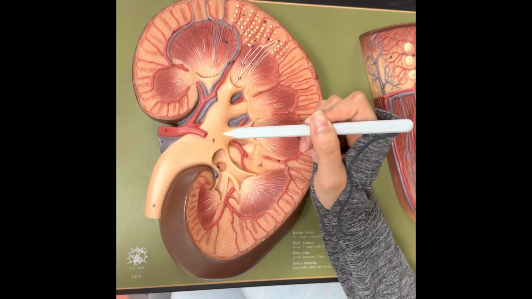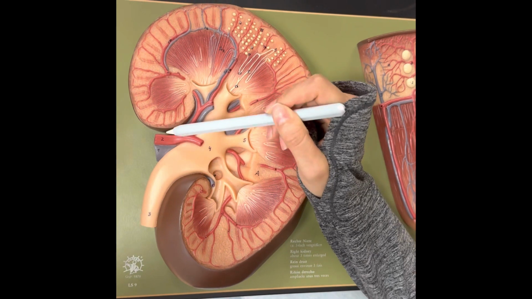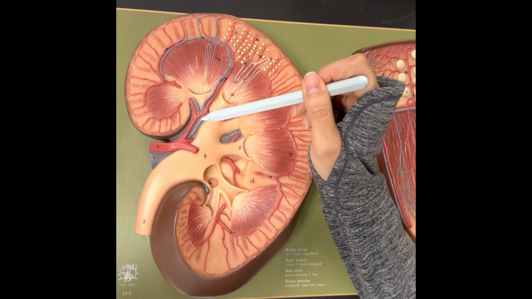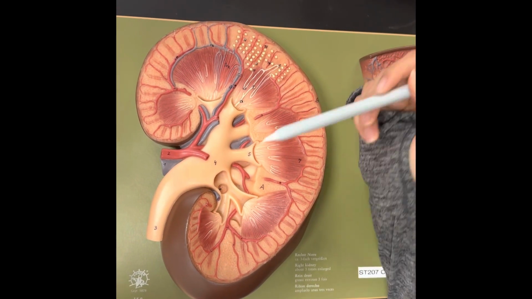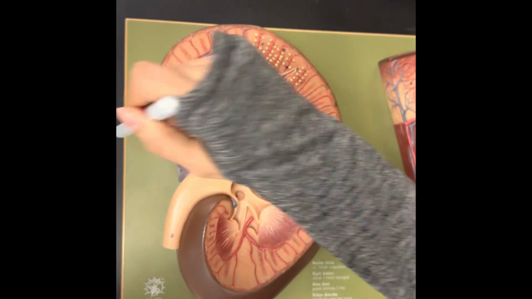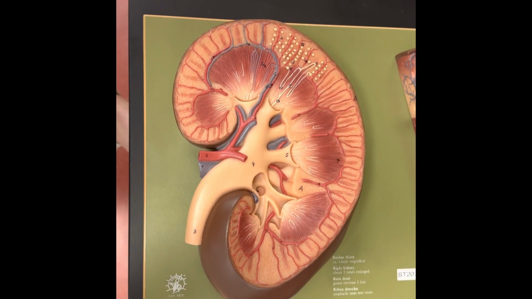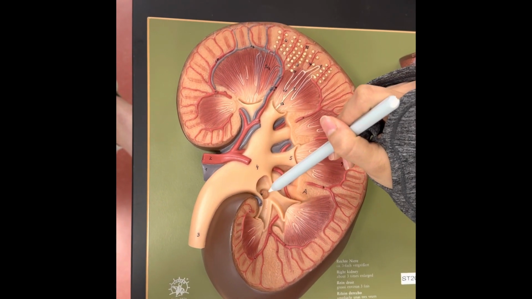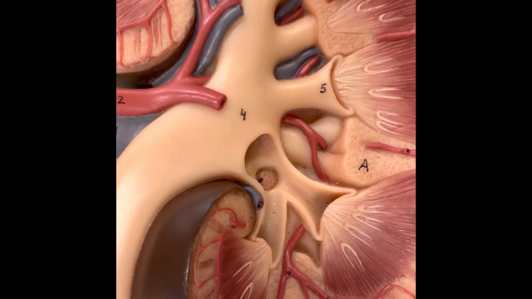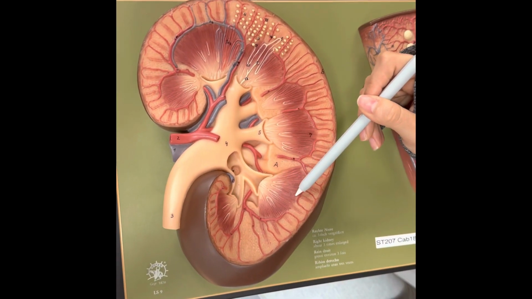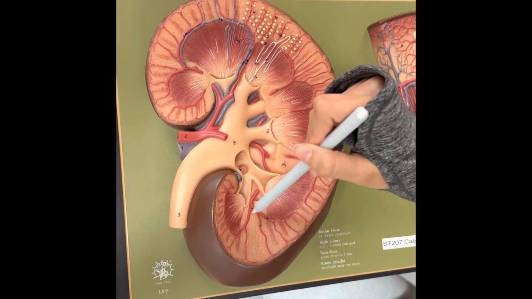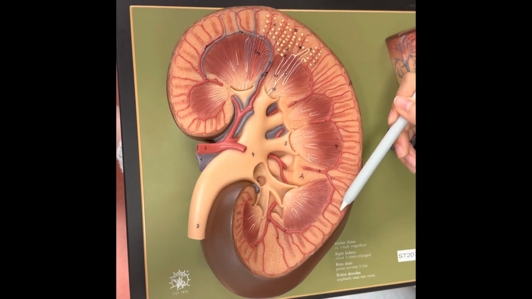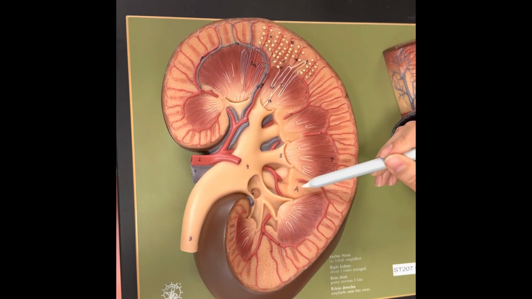So I have the ureter, the renal pelvis, the renal artery, the renal vein, the segmental artery and vein. Then I have the fibrous capsule, which is the brown. Then I have the minor calyx, and then major calyx, which is where these two connect. Then I have the renal pyramid in the renal medulla. Then I have the renal cortex, which is this area right here. Then I have the renal column.